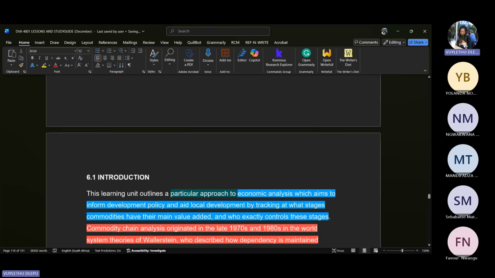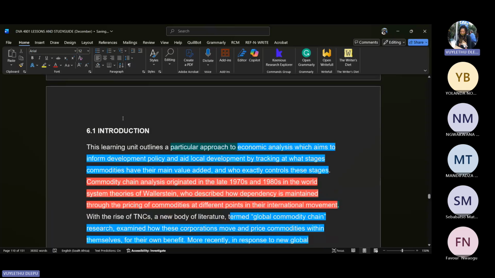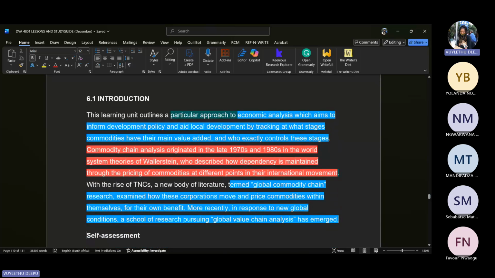So basically, moving now to the introduction of 6.1 section 1, it says that the learning unit outlines a particular approach to economic analysis, which aims to inform development policy and aid local development by tracking at what stages commodities have their main value added and who exactly controls these stages. Then it talks that the commodity chain analysis originated in the late 70s and 80s in the world system theory of Wallerstein, who described how dependency is maintained through the pricing of commodities at different points in the international movement.